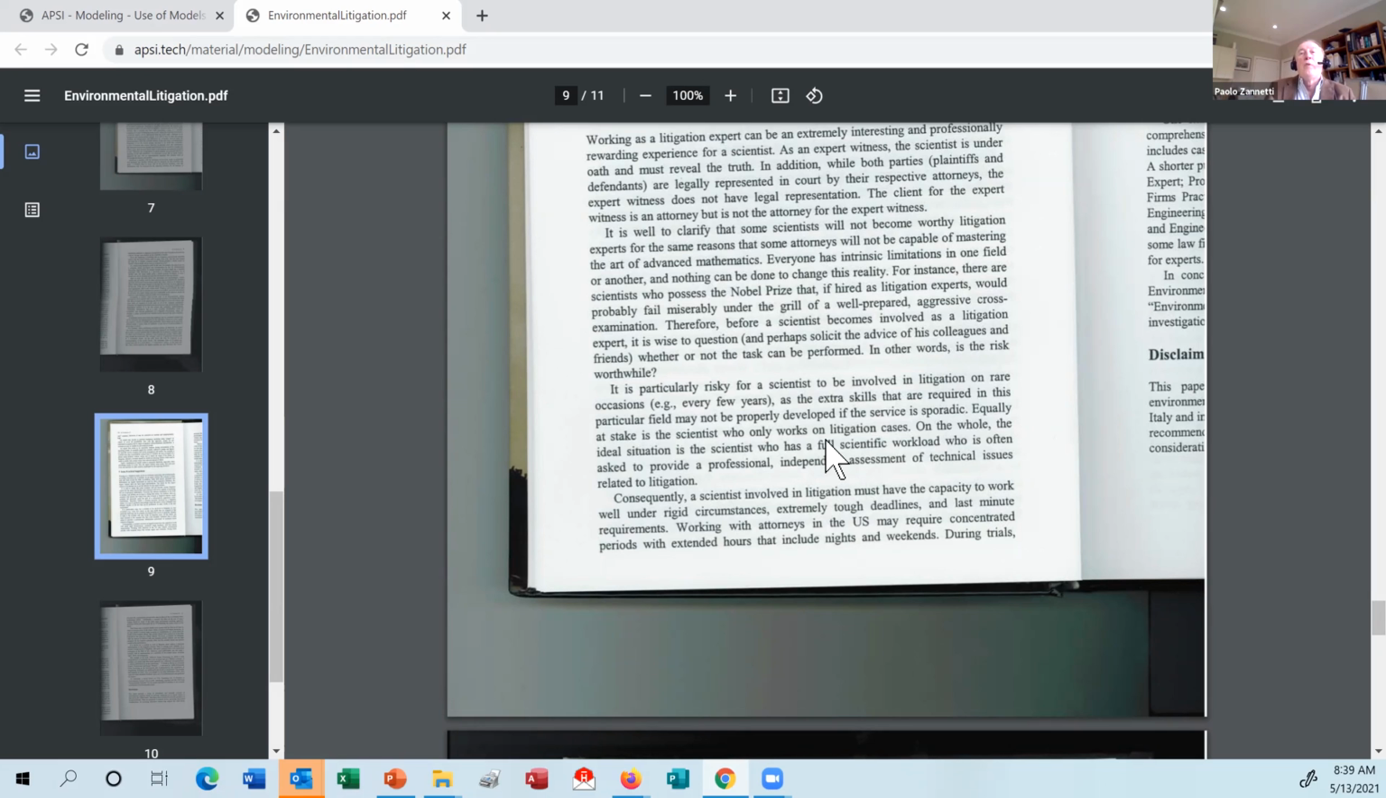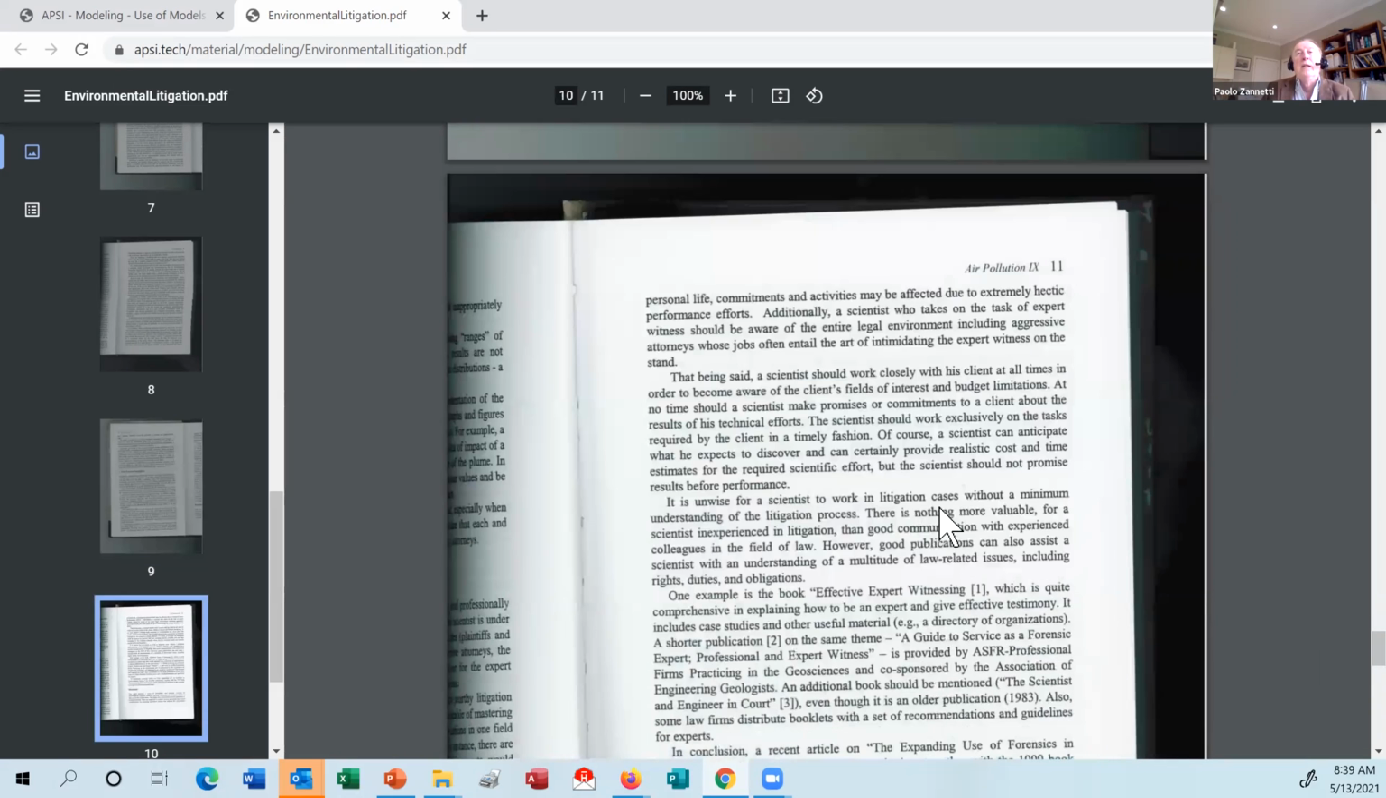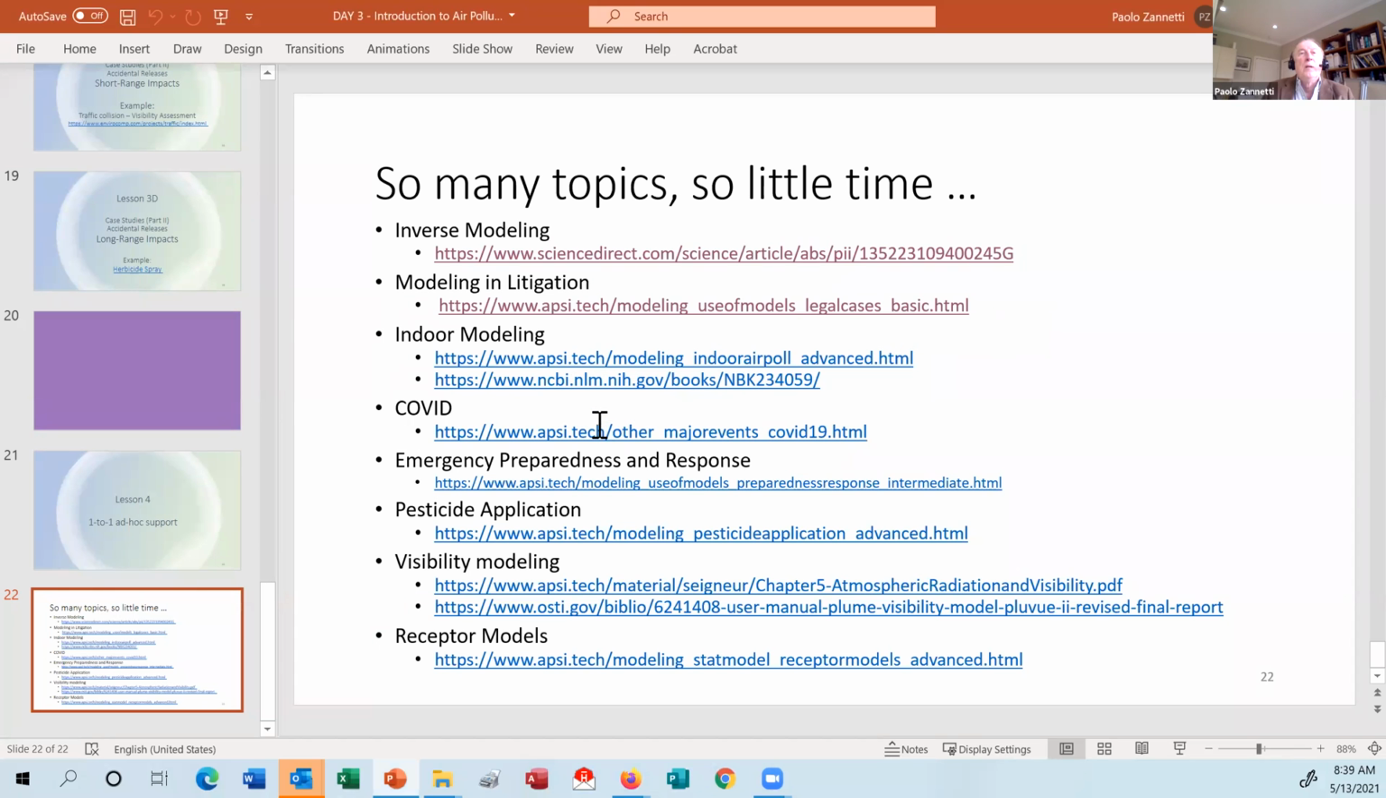So you want to have a reputation as a scientist independently from your litigation work. And then on a few occasions, maybe 30% of your time, be involved in litigation cases. That's one of my recommendations here. So again, if you are involved in litigation, read my suggestions.